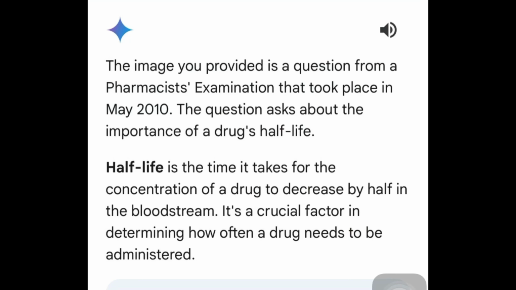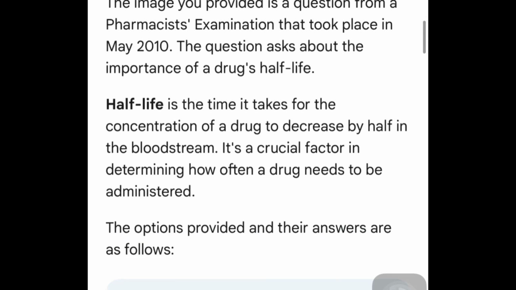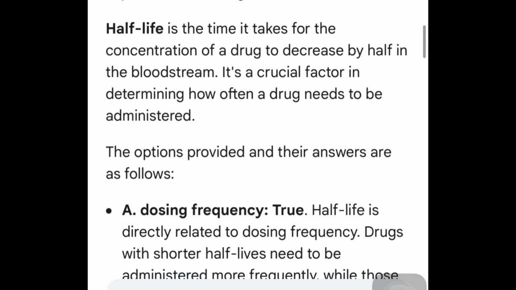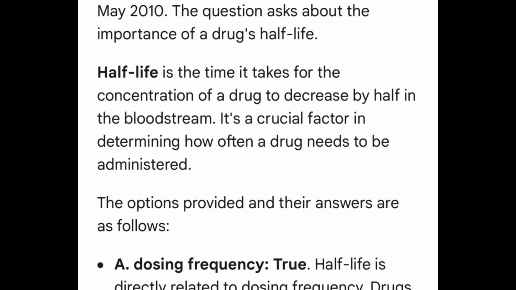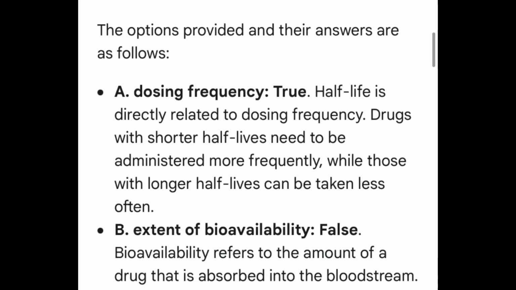The image you provided is a question from a pharmacist's examination that took place in May 2010. The question asks about the importance of a drug's half-life. Half-life is the time it takes for the concentration of a drug to decrease by half in the bloodstream. It's a crucial factor in determining how often a drug needs to be administered. The options provided and their answers are as follows.